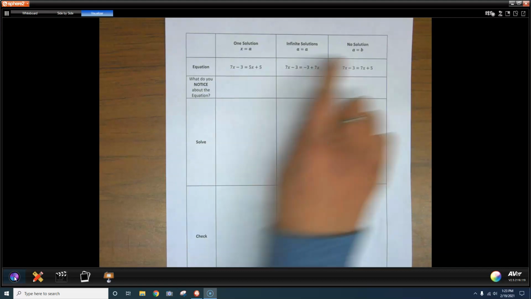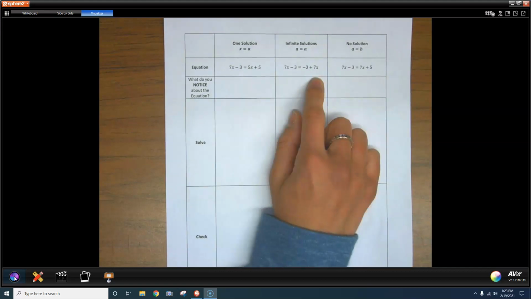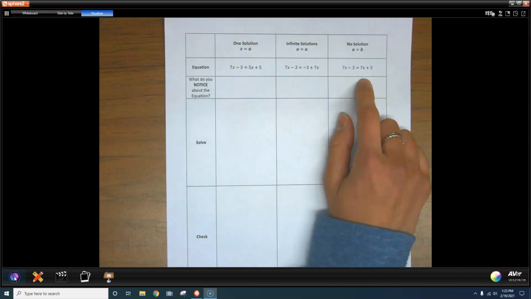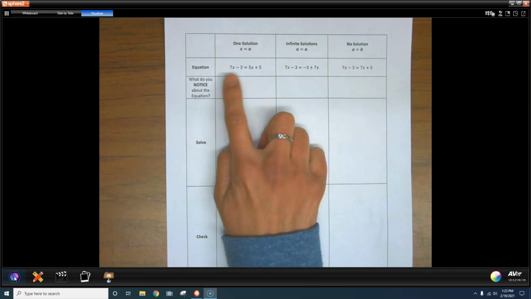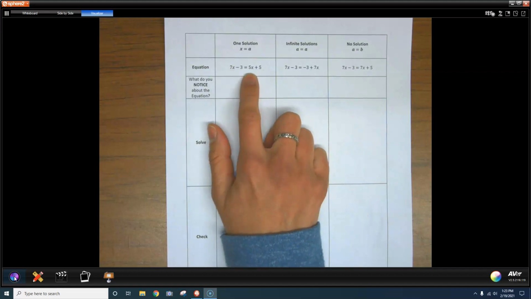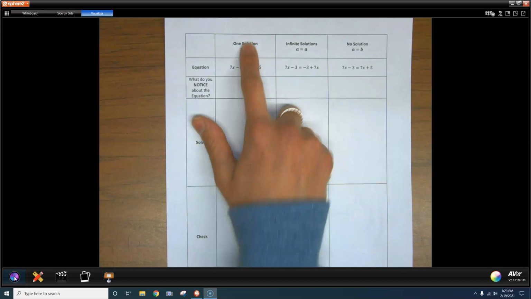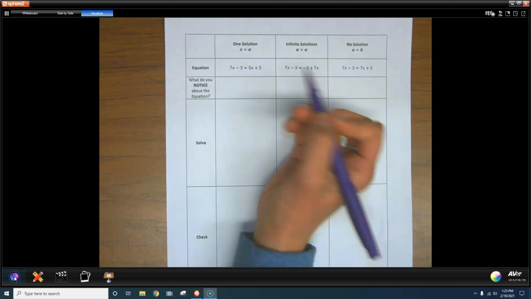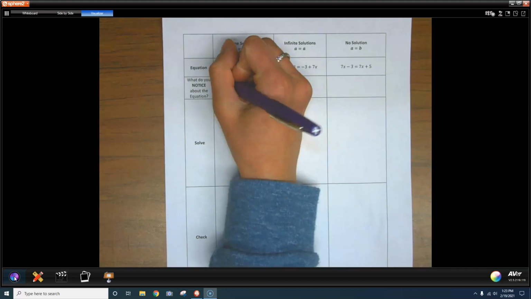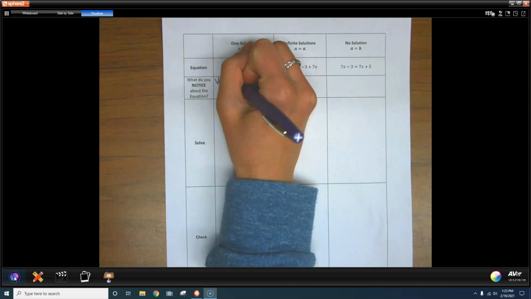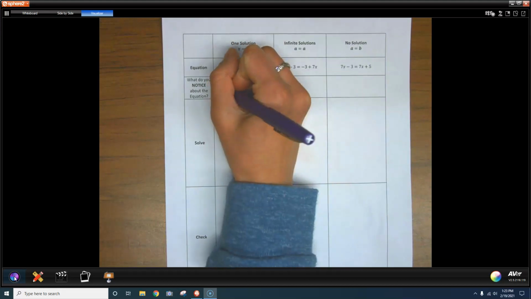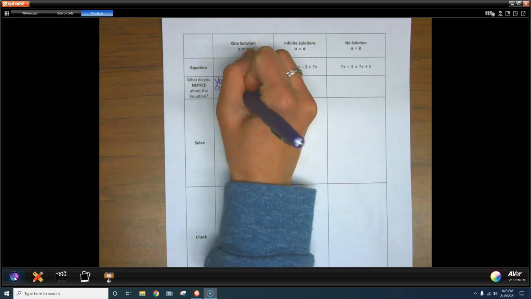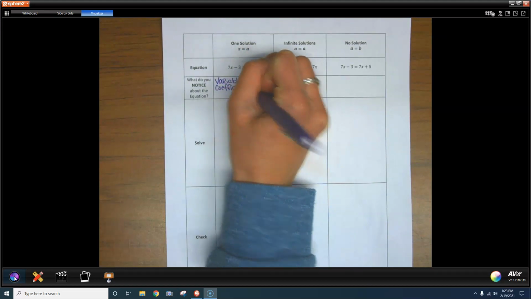So we have three different equations. This equation is going to lead to one solution. This equation is going to lead to infinite solutions. And then this one's going to lead to no solution. So just looking at this first equation, and it says one solution, what do you notice about the equation? And remember, we talked about the variable coefficients, and that's the number attached to x. So what I notice here is that our variable coefficients are different.